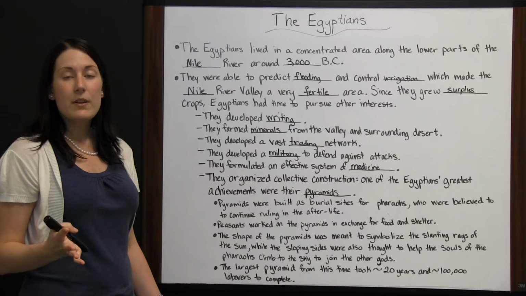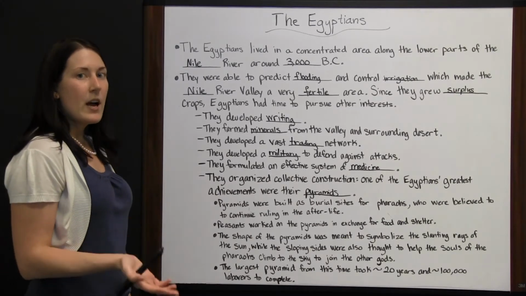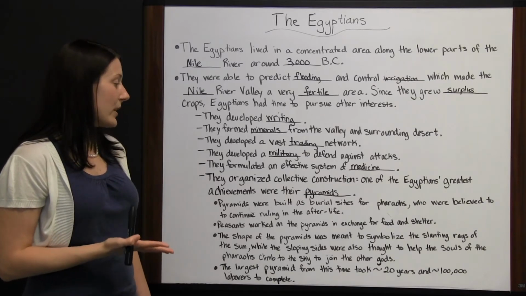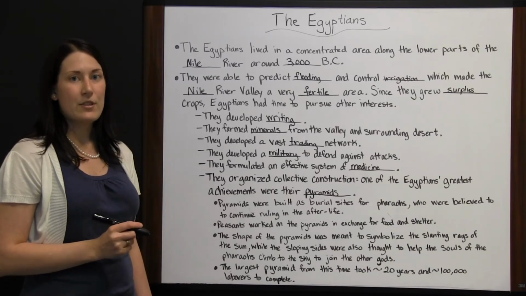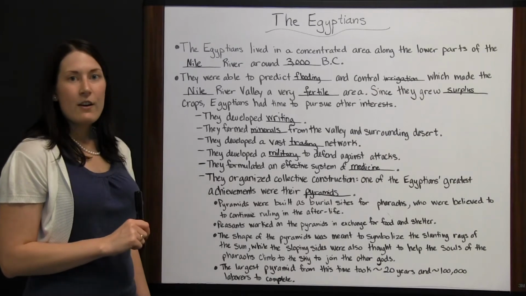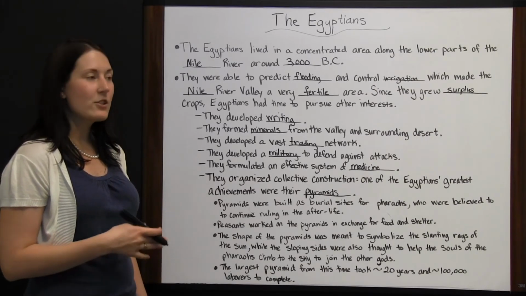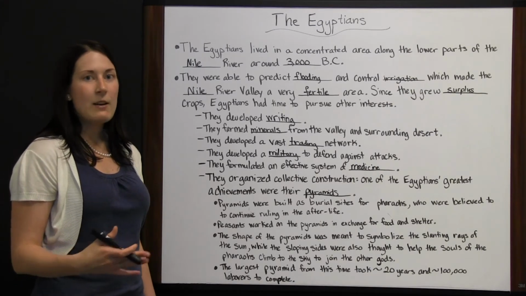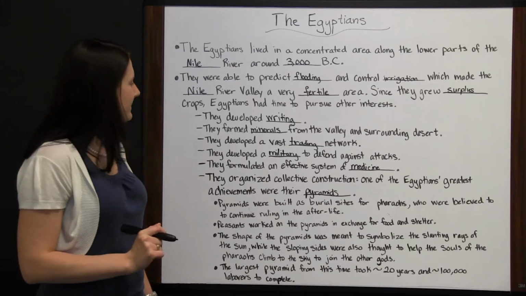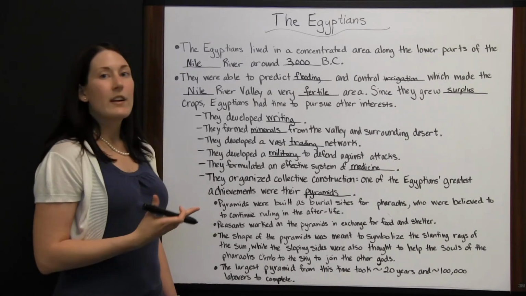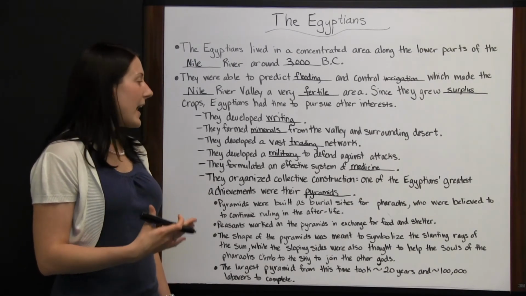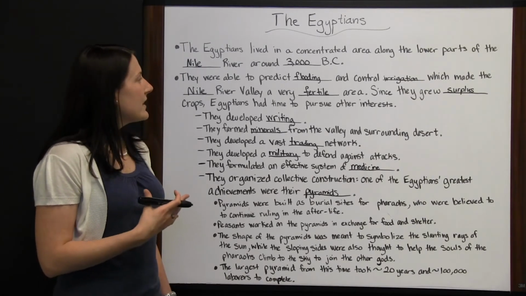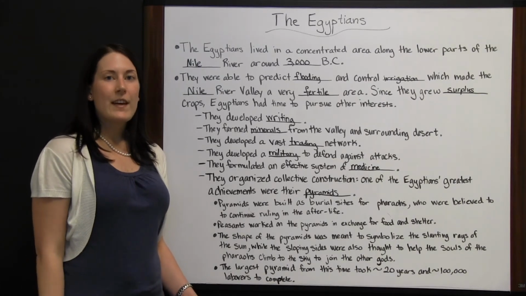And just to give you an example of how much time and how much labor a pyramid might take, the largest pyramid from this time took around 20 years and around 100,000 laborers to complete. So if a pharaoh came into power, he better start getting his pyramid built really quickly, because by the time that it was done, it would be about the time he was going to be needing it. So the Egyptians were a very accomplished people. They were very ahead of their time, both in architecture and art, and they lived in the fertile Nile River Valley around 3000 BC.